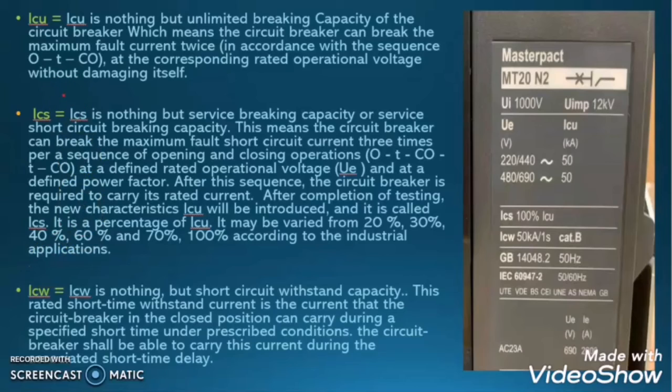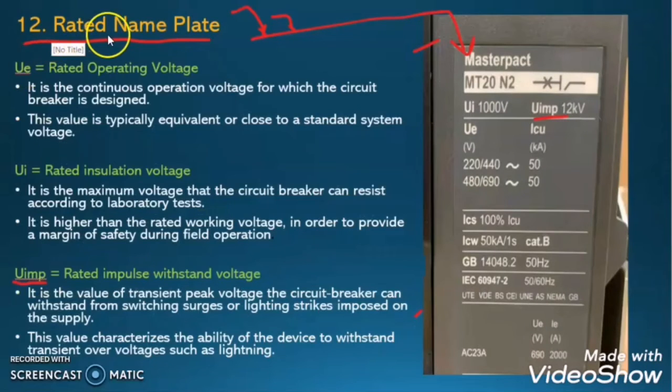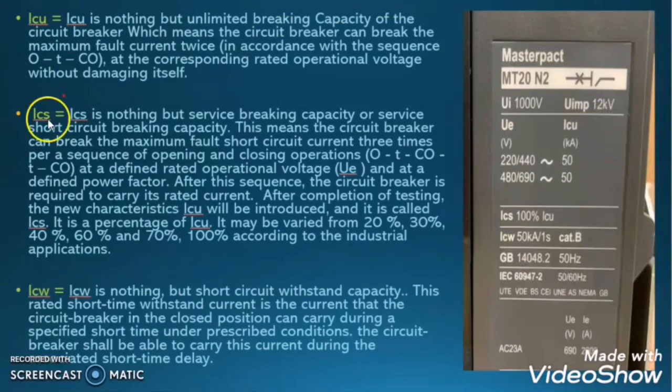Now let us discuss the other ratings available on the rated nameplate of the circuit breaker, which are Icu, Ics and Icw. These are all short circuit breaking capacities of the circuit breaker, but there is a difference in all these currents. Let us understand what the differences are and what each current stands for. Icu means the ultimate breaking capacity of the circuit breaker.